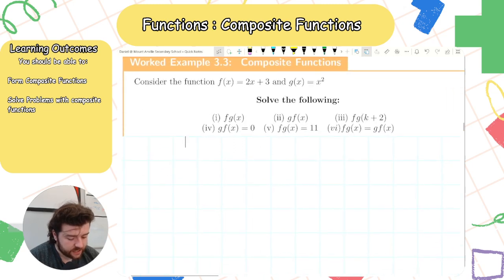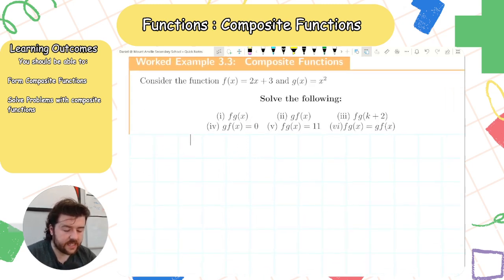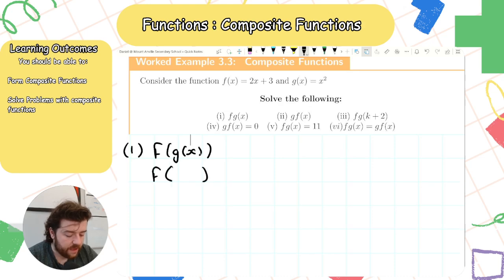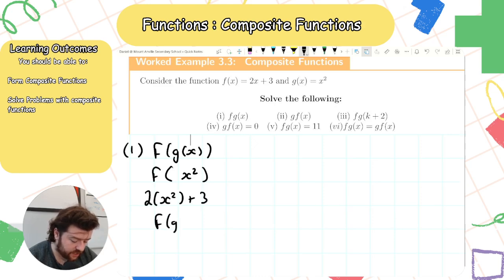So let's look at some problems here. Consider the function f of x equals 2x plus 3, g of x equals x squared. Solve the following. So what is f of g of x? f of g of x is equal to f of, and my input is g of x, which is x squared. Now my input for my function f is x squared, so it's going to be 2 times x squared plus 3. So f of g of x is equal to 2x squared plus 3.